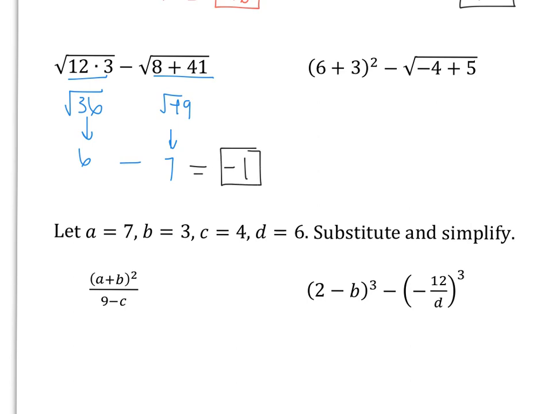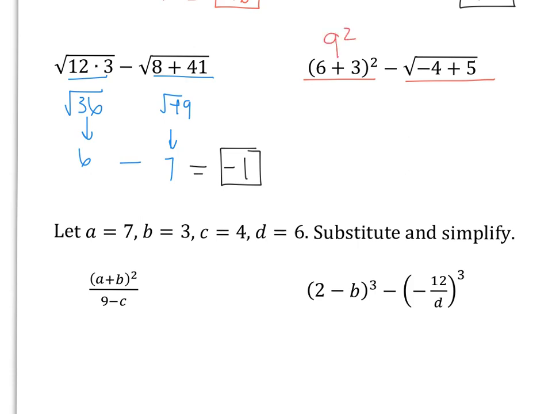Let's look at this next example. The quantity of 6 plus 3 squared minus the square root of negative 4 plus 5. So let's first simplify the parentheses. And so 6 plus 3 is 9. 9 squared, let's write that a little bit better.